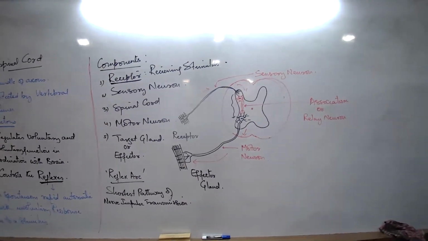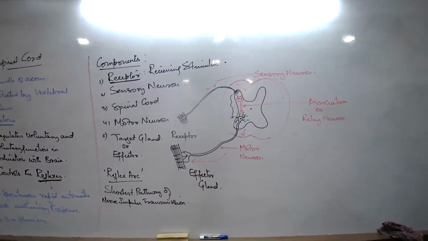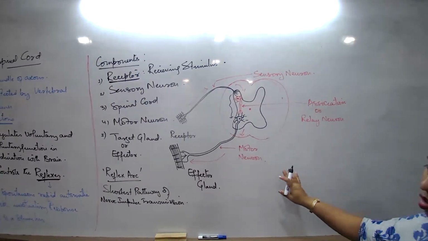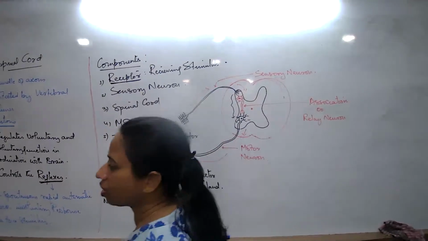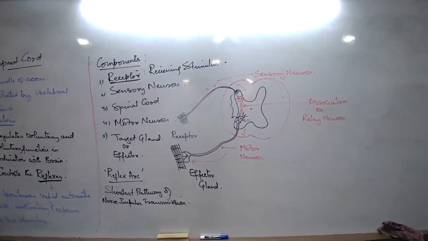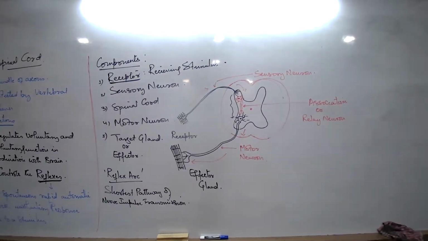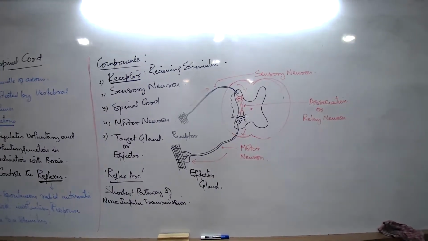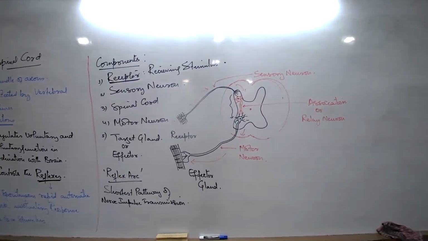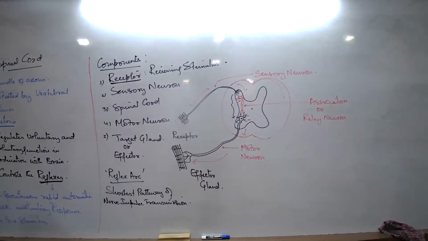Is this clear? So about the spinal cord, a few concepts and the names and the components of the reflex action. We will write down the difference between sensory and motor. Make a table in your notebook. How would you define a receptor? Receptor, specialized group of cells which can receive stimulus.